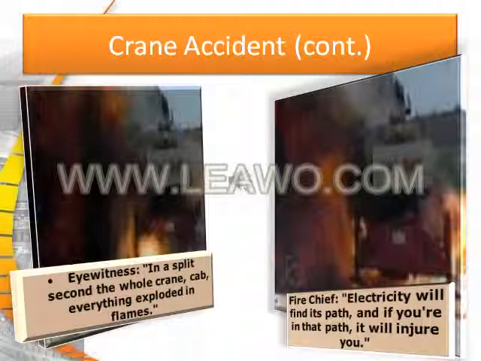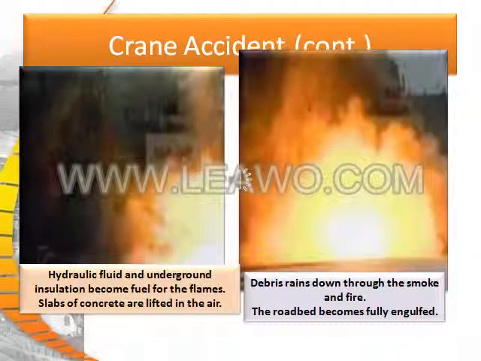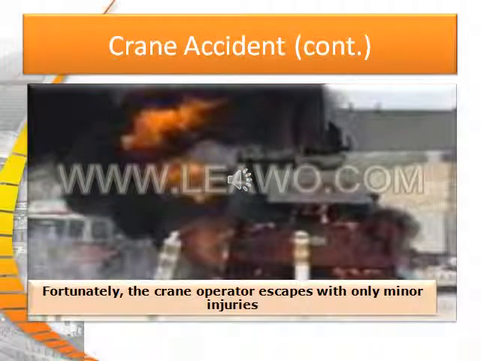Eyewitnesses to the accident state that in a split second the whole crane, cab, and everything else explodes into flames. According to a fire chief, electricity will find its path, and if you're in that path, it will injure you. Hydraulic fluid and underground insulation become fuel for the flames, and slabs of concrete are lifted in the air. Debris rains down through smoke and fire, and the roadbed becomes fully engulfed. Fortunately, the crane operator escapes with only minor injuries by jumping from the cab.